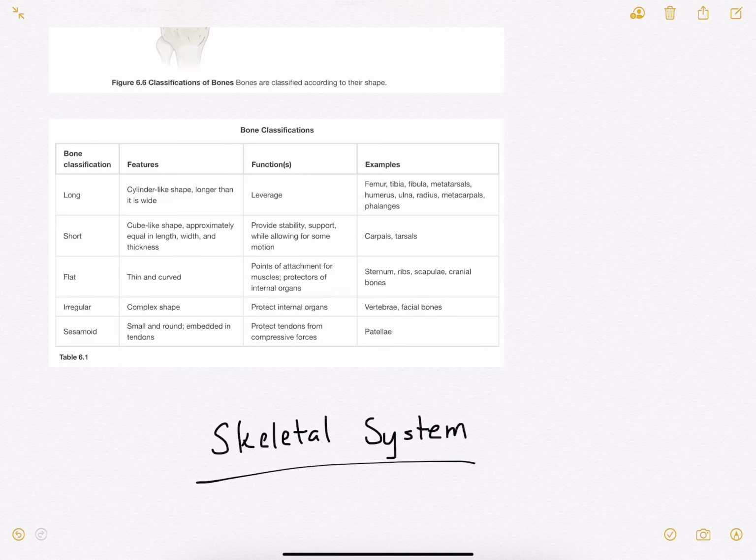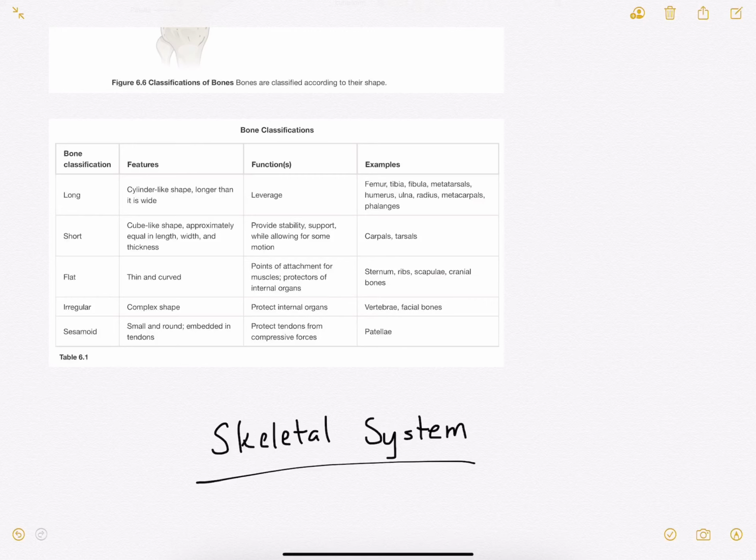Long bones are more cylinder-like in shape, and they're longer than they are wide, and the function is for leverage. An example of a long bone is our femur, which is our thigh bone, or our humerus, which is our long arm bone. These are very long bones, right? They're cylinder-like in shape, and they're longer than they are wide.